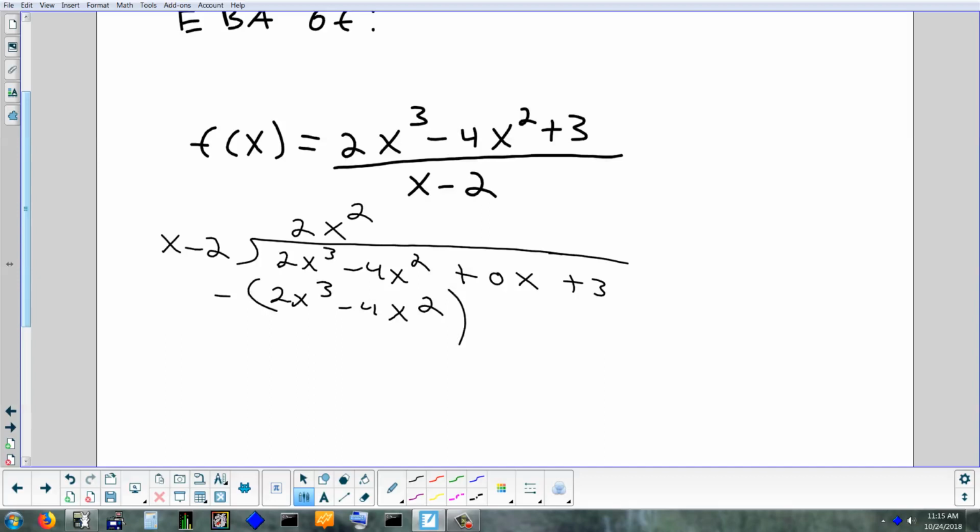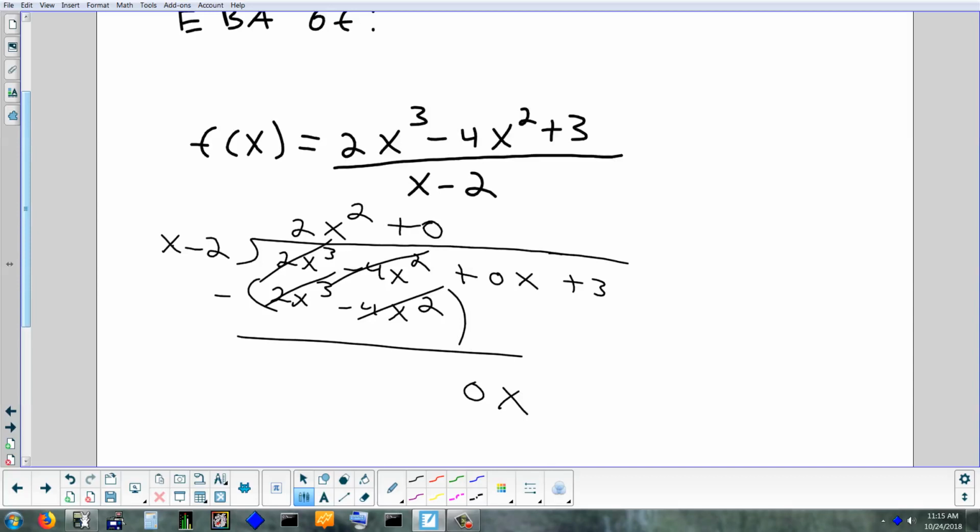And now subtract. Gabe, what's 2x cubed minus 2x cubed? 0. And Emily, negative 4x squared minus negative 4x squared. It's also 0. Now bring down the next term, which is 0x. And, I mean, we're pretty much done at this point, because if you try to take 0x and divide x into 0, you get 0.